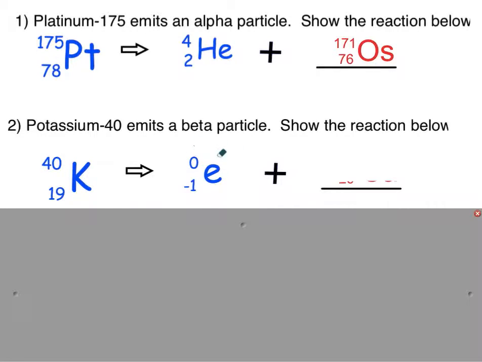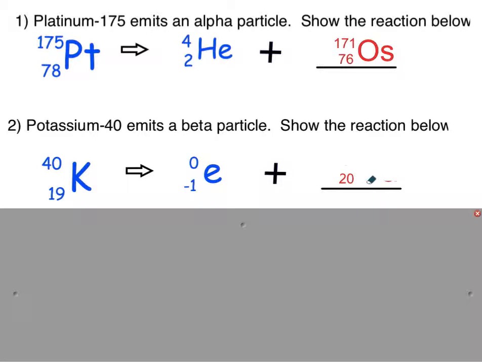This sucker right here is a beta particle, but it's also just called an electron. It has 0 mass and a -1 charge. So same game. Potassium has an atomic number of 19. That means it has 19 protons. An electron doesn't have any protons. Matter of fact, we can think of it as having -1 protons. So this thing right here, the only way to make the two sides equal, 19 protons and -1 proton, is this thing must have 20 protons.